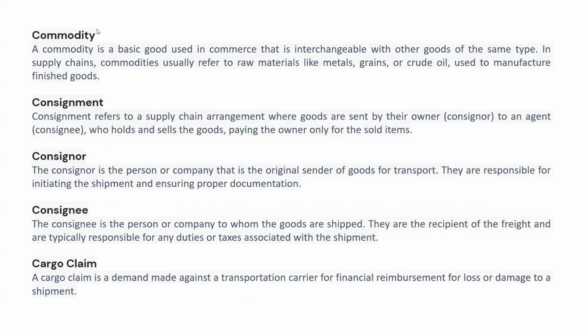Then is commodity. As I mentioned earlier, a product has different names depending upon where it is or under which process it is. So a product is called a commodity when it is used interchangeably with other goods of the same type. That is called a commodity.